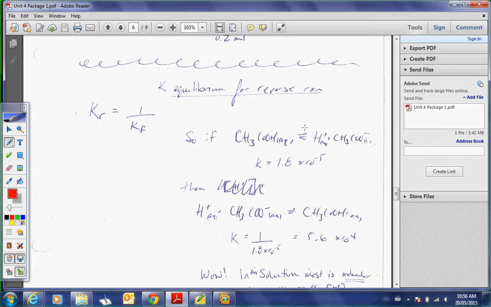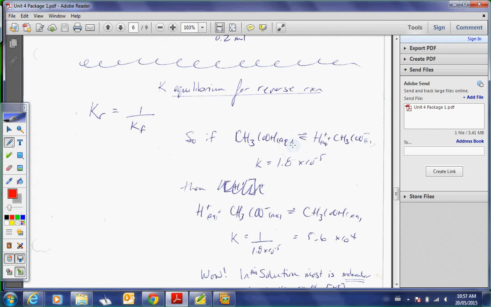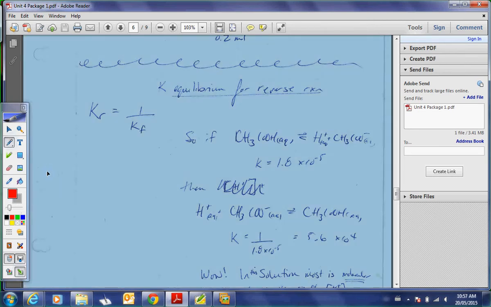And this, though, we didn't talk about yesterday. So if you can read this reaction left to right and right to left, that's what those funny arrows mean, left to right and right to left, then the reverse has a K value, and the forward has a K value. So do you remember, I'm just trying to get my pen to work. Not yet.